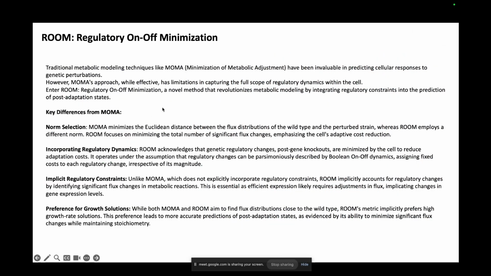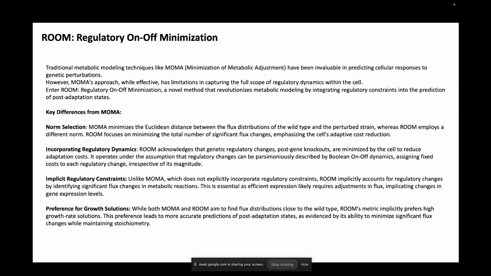So MoMA minimizes the Euclidean distance between the flux distributions of wild type and the perturbed strains, while ROOM employs a different norm. It focuses on minimizing the total number of significant flux changes, emphasizing the cell's adaptive cost reduction. What MoMA does is minimize the distance between the wild type and the knockout. But ROOM takes into account the total number of significant flux changes. It will calculate flux before and after, calculate the difference in fluxes, and only take the total number of significant flux changes, and try to minimize that.